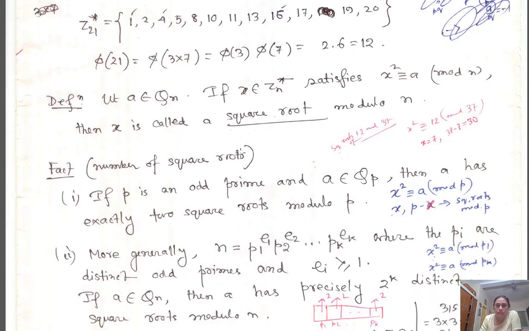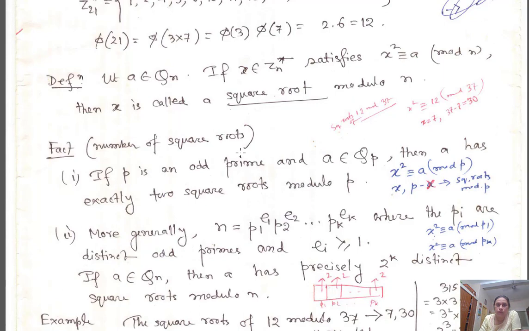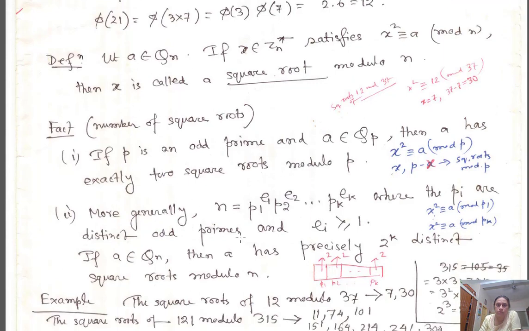Okay, so this one will be my last definition for today. A belongs to Qn, which means A is a square modulo n. That means there exists some x belonging to Zn star such that x square is A modulo n. A is the square of x modulo n. Then this x is called a square root. A is a square modulo n, and this x whose square is A modulo n is called a square root modulo n.